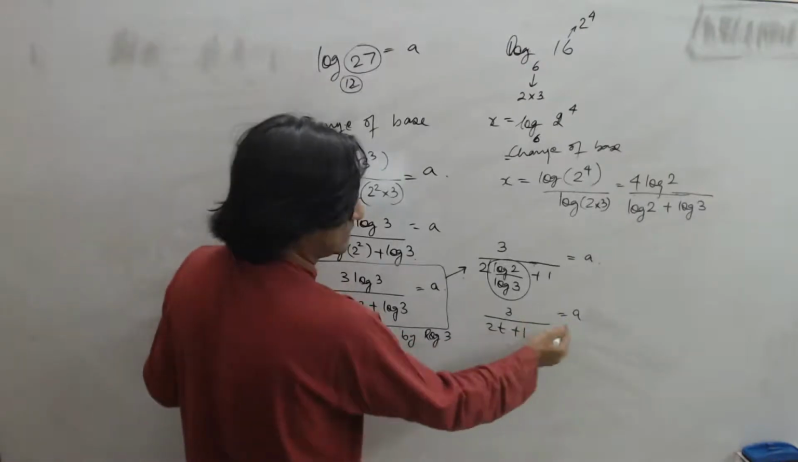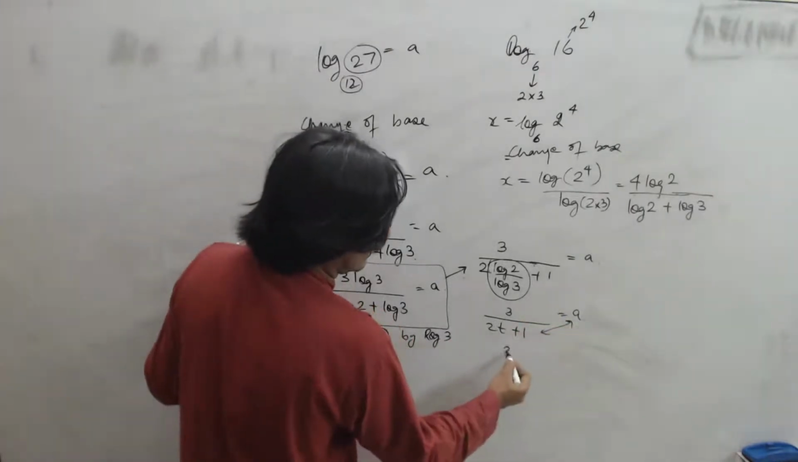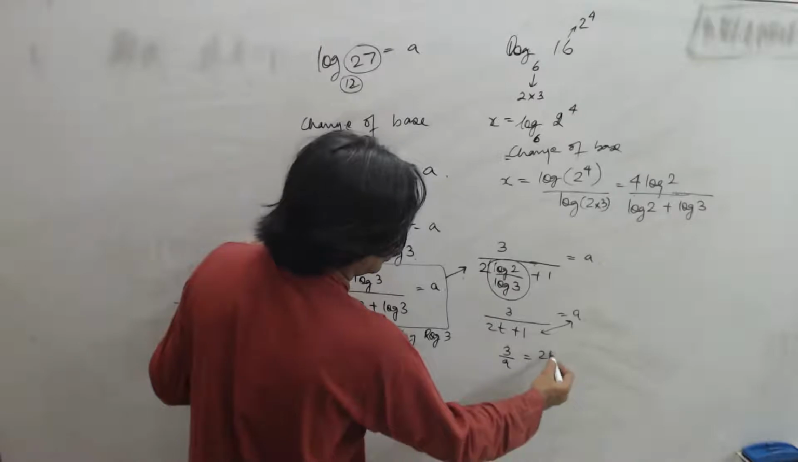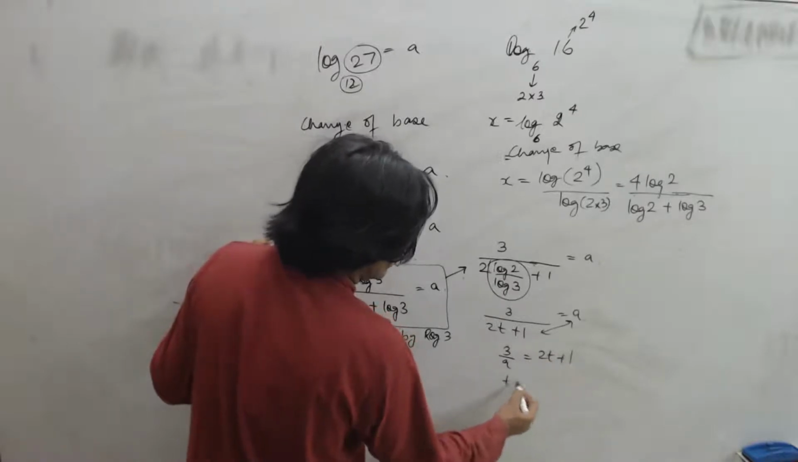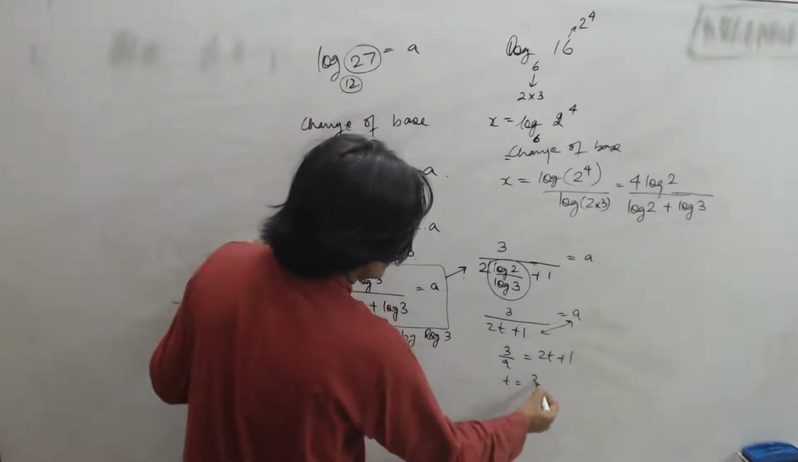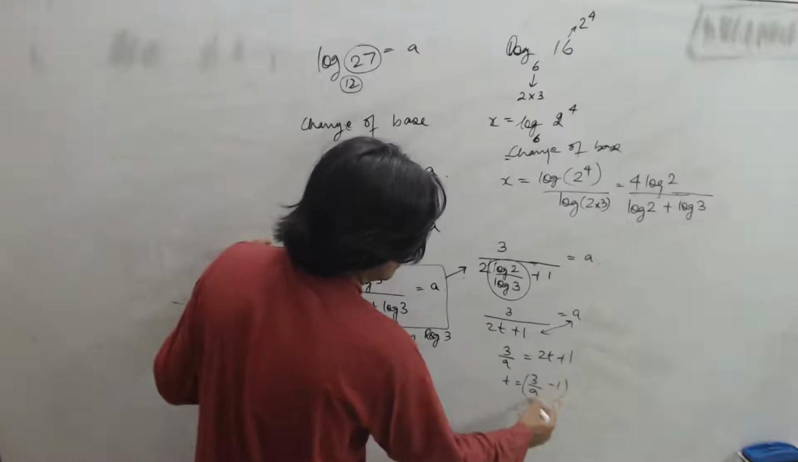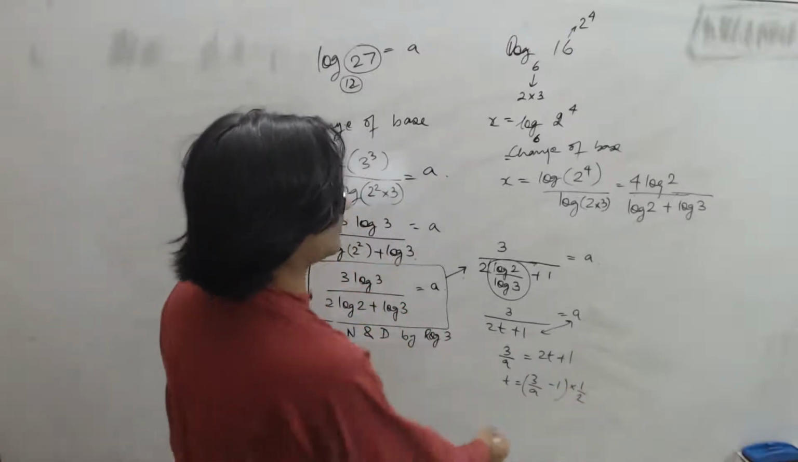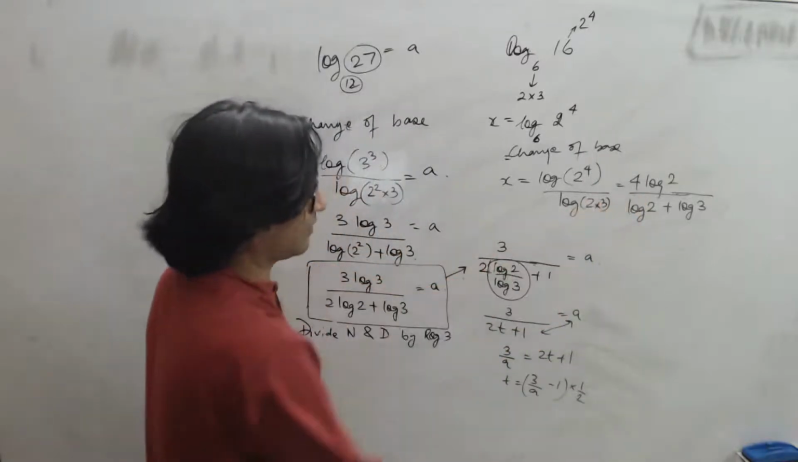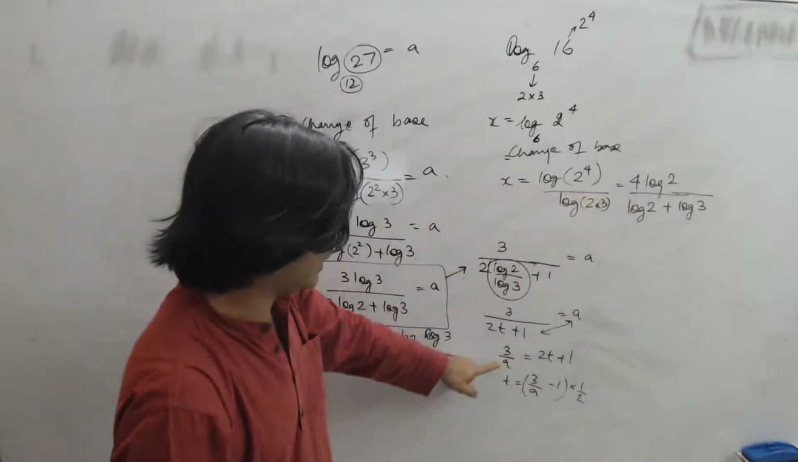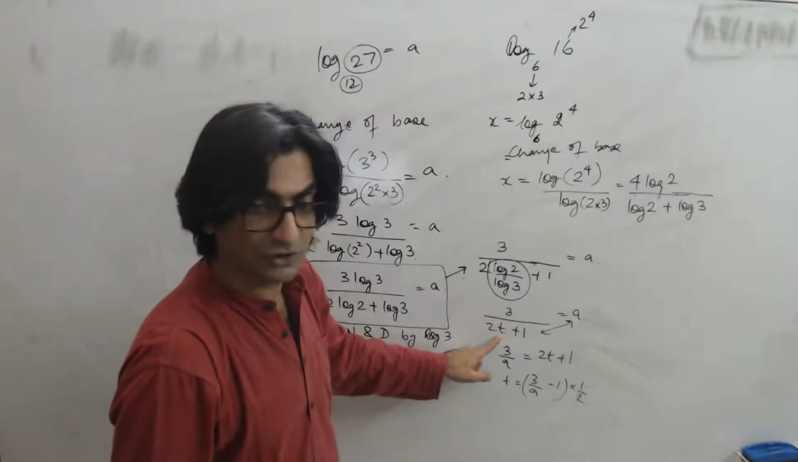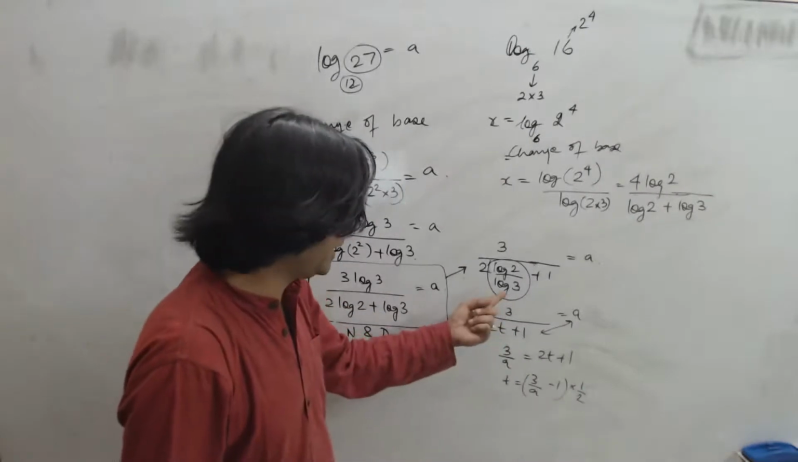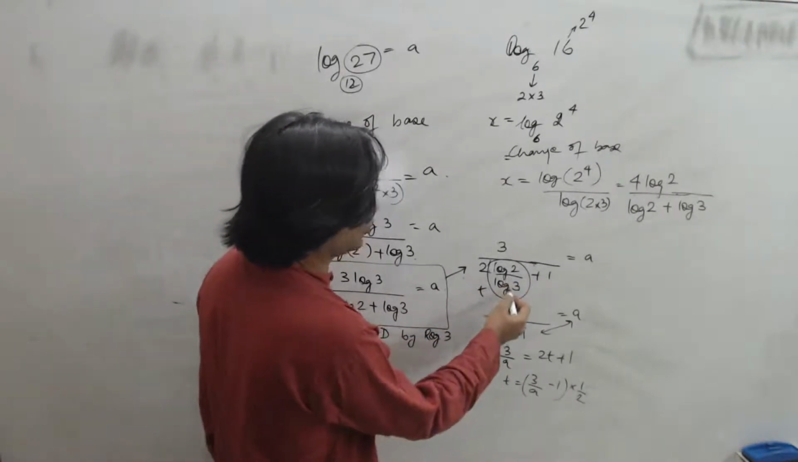If you inverse these, if you exchange these, you'll get 3 by A will then be equal to 2t plus 1. So the value of t will then be 3 upon A minus 1 divided by 2. You take this value of t and you substitute it here, right? But to do that, first you'll have to create t. What was t? T was log 2 upon log 3.